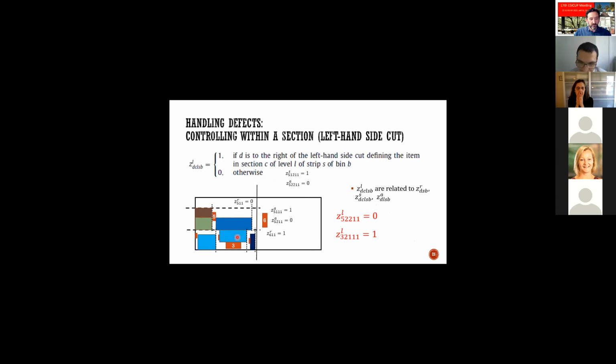Before, we controlled the right-hand side, and now we have to control the left-hand side. Then we have something like this, to know if the defect is to the right or not of the left-hand side defining the item. The section goes from here to here, and the other from here to here, and this is the cut producing the item. In the same way as before, these constraints are related with the previous ones.